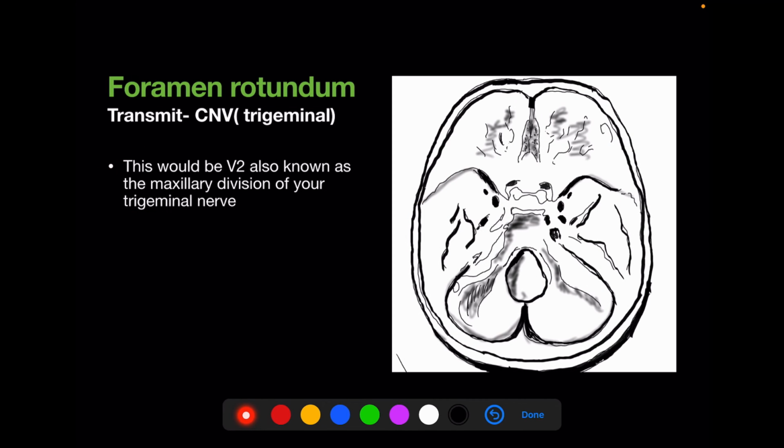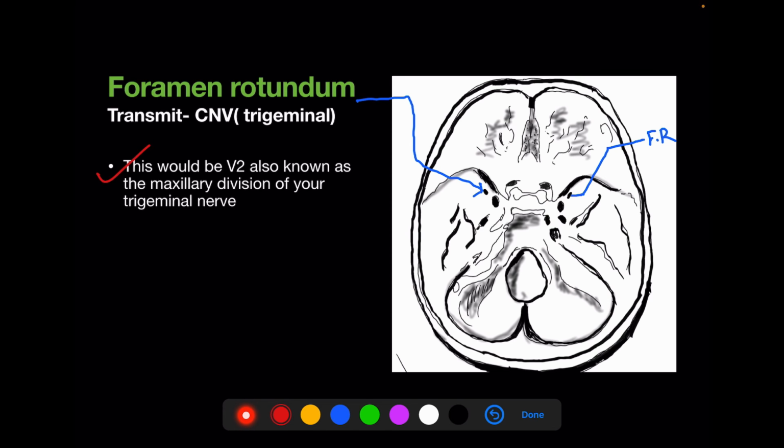Now the fourth structure, that is foramen rotundum. It transmits cranial nerve 5, that is trigeminal nerve. We will identify foramen rotundum here. This foramen, I am using blue to identify it. This foramen in both sides is foramen rotundum, FR. This would be V2, also known as the maxillary division of trigeminal nerve. As you can see here, it is written.